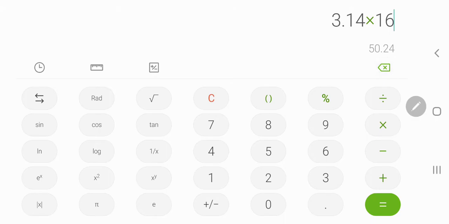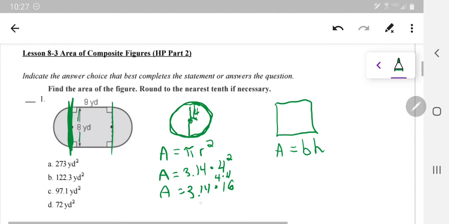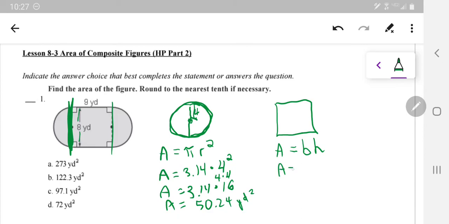There it is, 50.24. What type of units is that? That would be square units. So yards squared. And then we have our area of the rectangle.